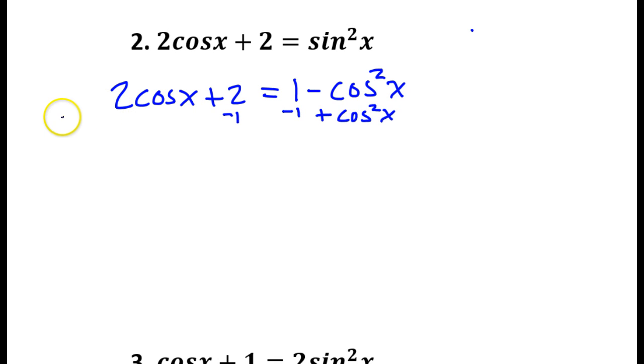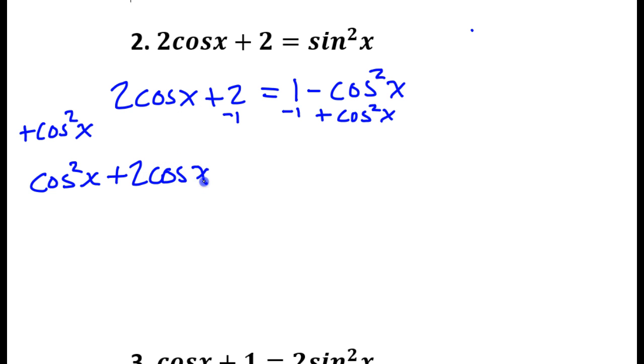Now there's no like term over here, so I'm just going to put my plus cosine squared x in the front. So if I recopy this, I have cosine squared x, then plus 2 cosine x, then 2 minus 1, so that's plus 1 is equal to 0. Let's see if we can factor this like we did on the last problem.